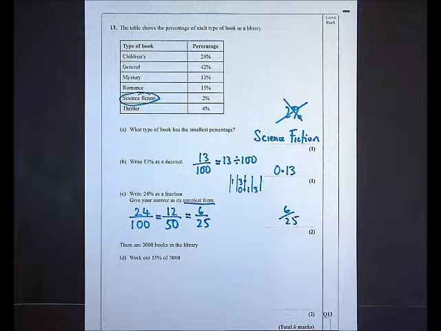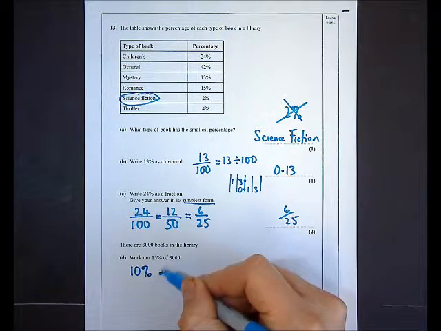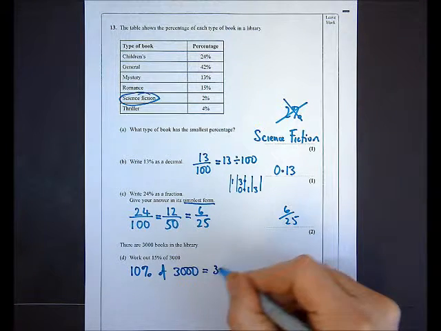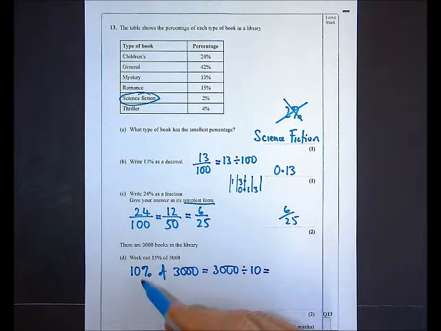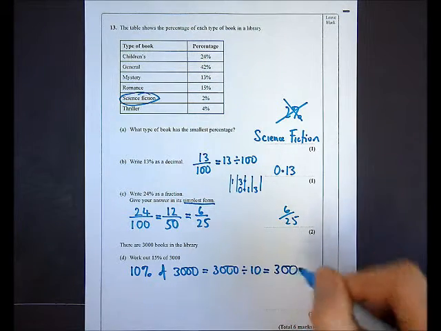Part D, I'm told there are 3,000 books in the library, and I'm asked to work out 15% of 3,000. So I'm not allowed a calculator, so the first thing I'm going to do is find 10% of 3,000. So to find 10% of 3,000, I need to do 3,000 split into 10 equal parts, because 10 lots of 10% would give me 100%. So 3,000 divided by 10 is 300.